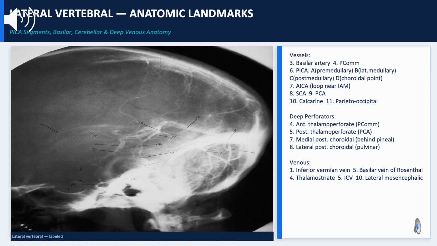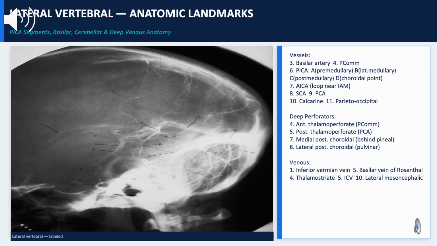The lateral vertebral landmark image is the definitive reference for PICA segmental anatomy, knowledge critical for posterior fossa intervention. PICA segments A through F track the posterior inferior cerebellar artery from its origin at the intradural vertebral through the choroidal point to the vermian branches. The choroidal point (D) marks the apex of the tonsillar loop. Its position relative to the foramen magnum indicates tonsillar herniation when displaced below the foramen magnum.